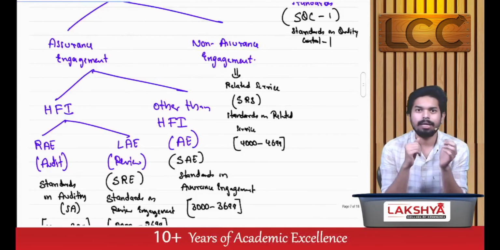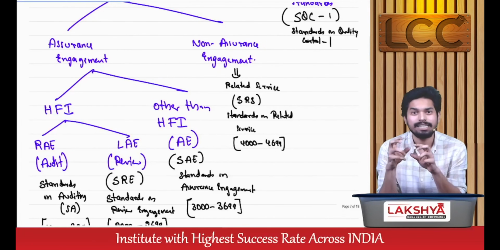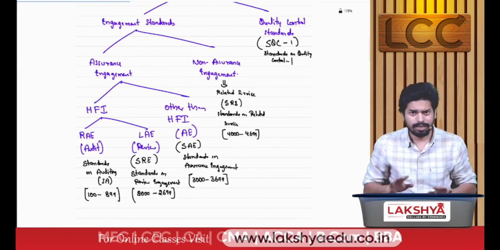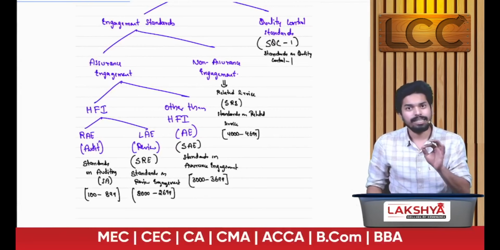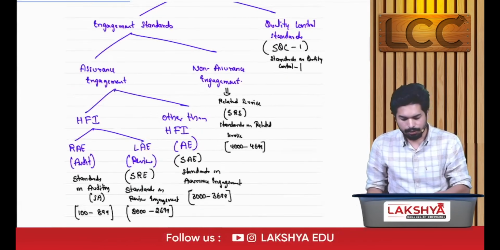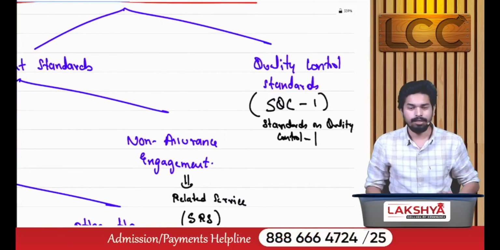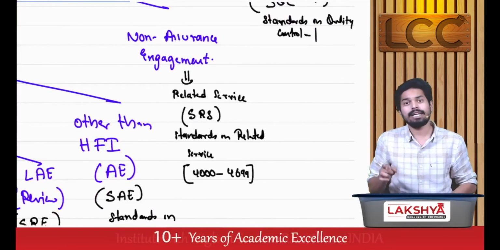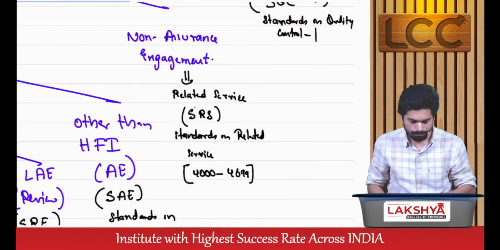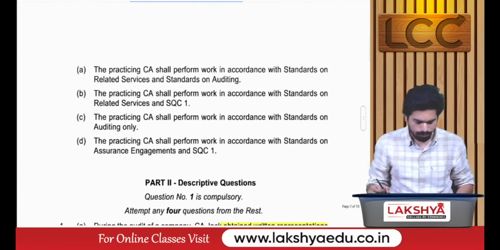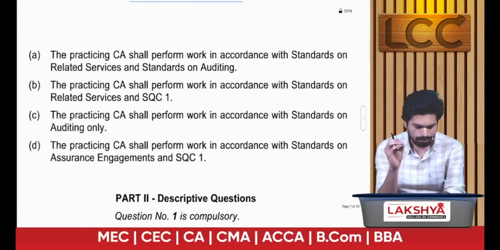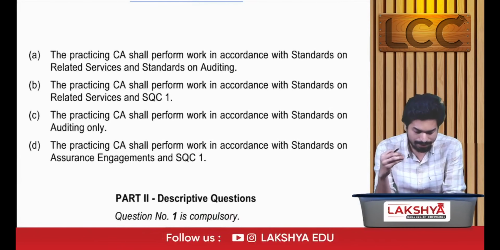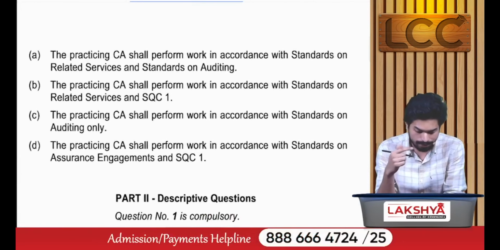Which standards will be applicable here? Standards on related services. And lastly, whatever the engagement you do, you need to maintain quality. For that, SQC1 you have to comply. Nothing but you have to comply here with standards on related services, at the same time standards on quality control. So here, what is the right option? The practicing chartered accountant shall perform work in accordance with standards on related services, right? And standards on auditing? No.